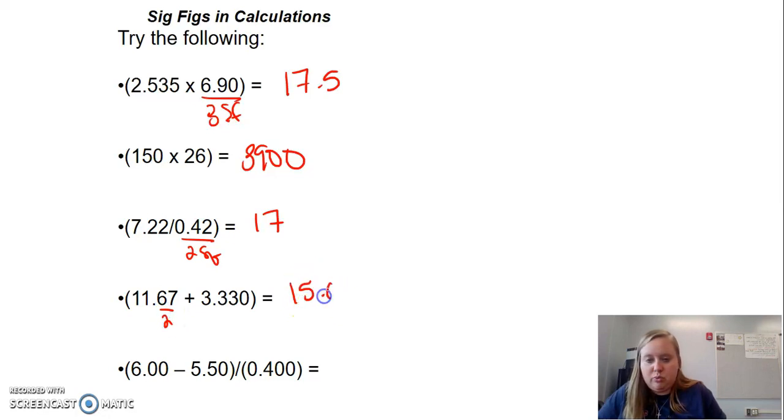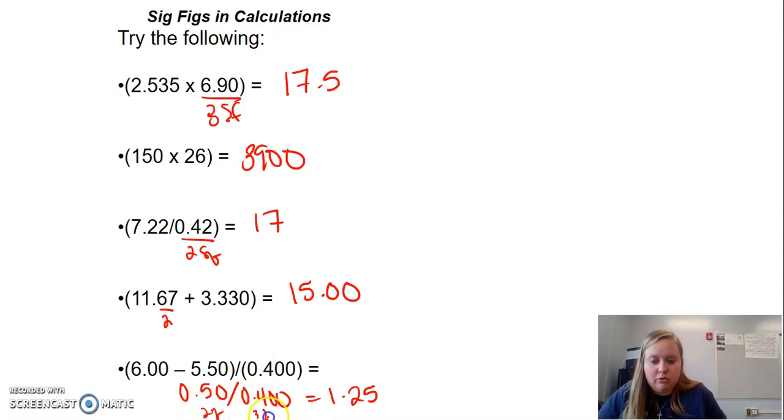For this one, we're now adding, so you're going to go 2 numbers after the decimal point, so your final answer should be 15.00. And now this one is an order of operations situation, so we're going to do the subtraction first because it's inside the parentheses, so you get 0.50 with sig figs, and then divide it by 0.4, the one on the left, and you end up getting 1.25. Well, 0.50 has 2 sig figs, this one has 3, so my answer needs to have 2, so I would round this to 1.3.